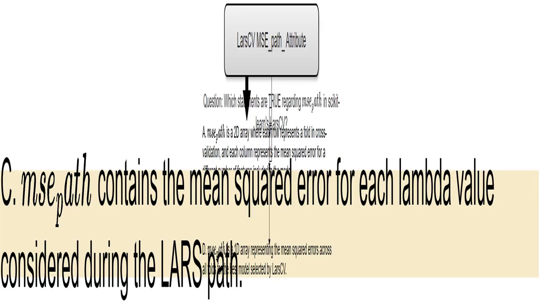This statement is true. The MSE_path_ attribute indeed stores the mean squared error, MSE, for each lambda value considered during the least angle regression path. Remember, each lambda value represents a different level of regularization, a way to prevent overfitting, and affects the number of features included in the model.